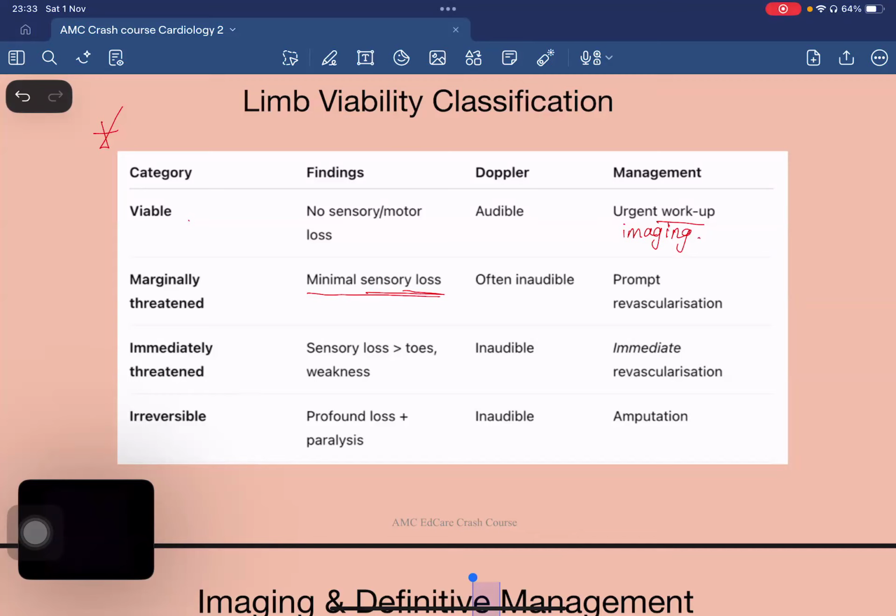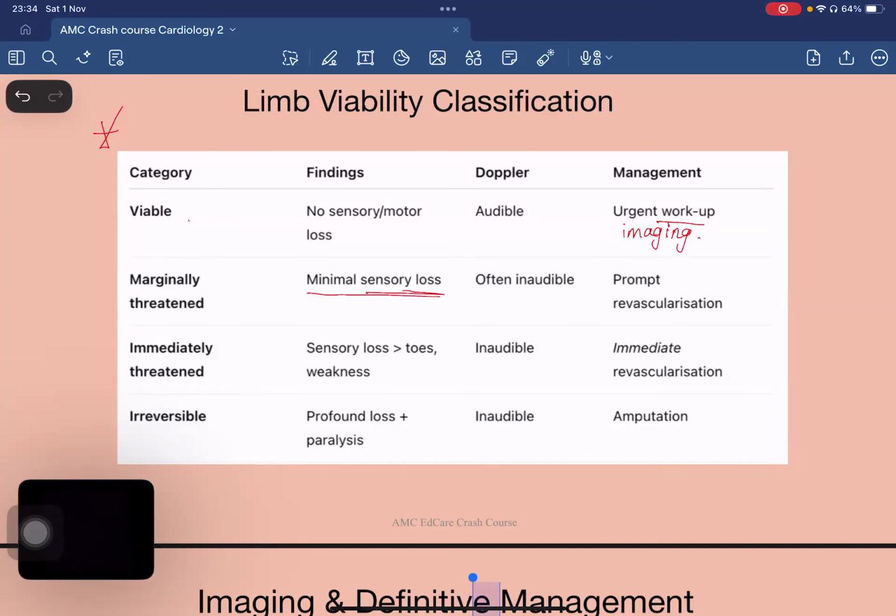And the next one we have is immediately threatened. Immediately threatened limbs would have significant sensory loss and some weakness. And the Doppler would be silent, inaudible. These might need immediate revascularization. This is the difference. So this would need a revascularization. This would go for immediate revascularization.